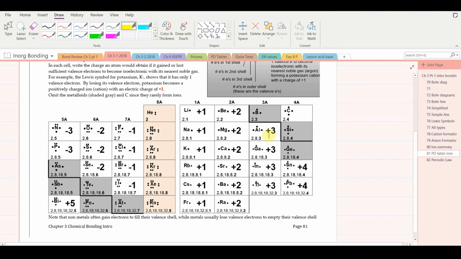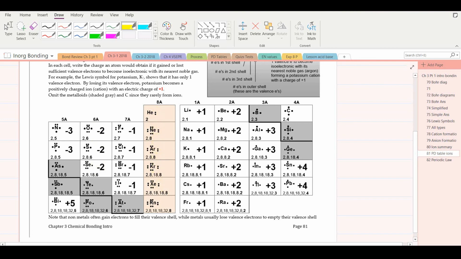Group 3A metals, if they're going to lose electrons, they're most likely going to be, or exclusively be, +3. Group 4A metals will exclusively or likely be +4. The group 7A nonmetals, if they're going to be an ion, they can only be -1 when they gain that 1 electron to fill the valence shell. The group 6A elements, if they're going to be ions, they're almost exclusively -2 as they gain 2 electrons to fill the valence shell to become isoelectronic with the nearest noble gas.